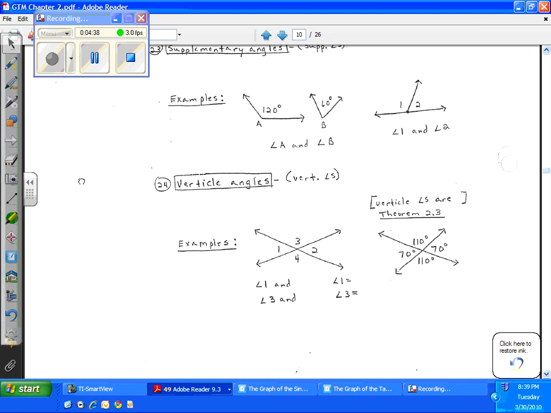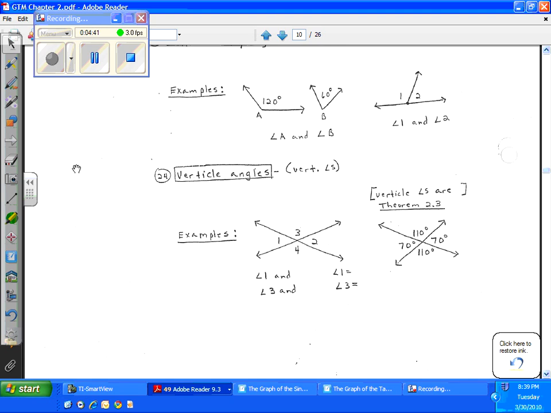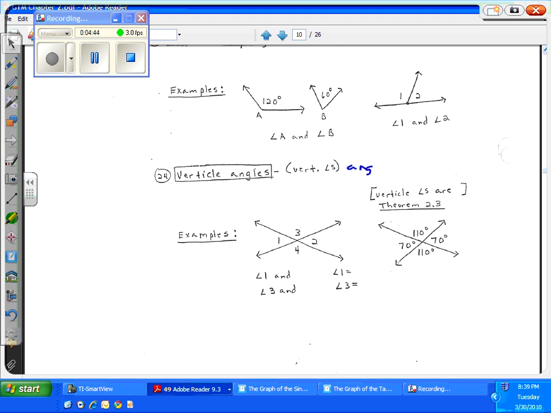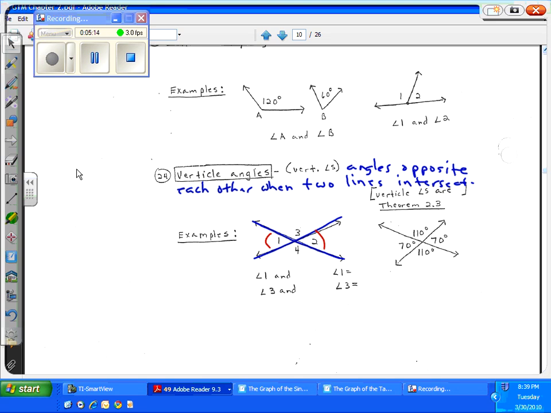Okay. And then vertical angles we talked about are angles opposite each other when two lines intersect. Angles opposite each other when two lines intersect. But that's the way we've defined them. When these two lines intersect, 1 and 2 are opposite each other. We call those vertical angles. 3 and 4 are opposite each other. We call those vertical angles.